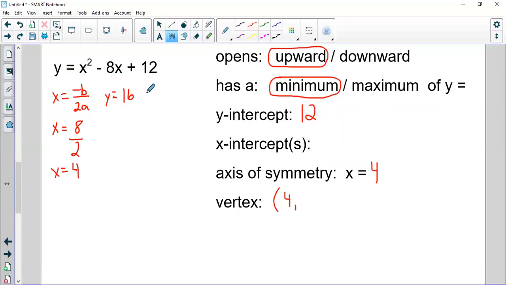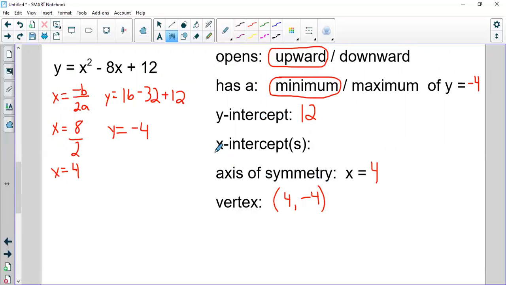Negative 8 times 4 is negative 32. And then plus 12. So that means that y will equal, well, 16 minus 32 is negative 16. Negative 16 plus 12 is negative 4. So my minimum value is y equals negative 4. And that's the other half of my vertex.